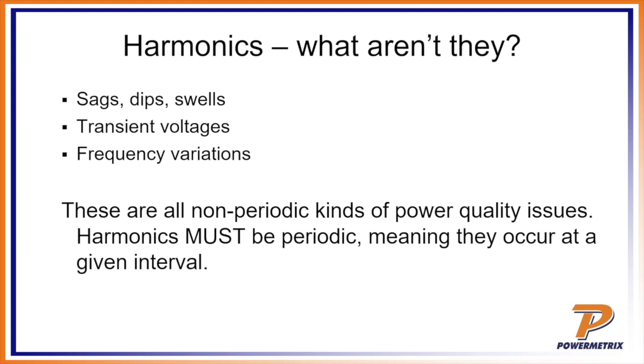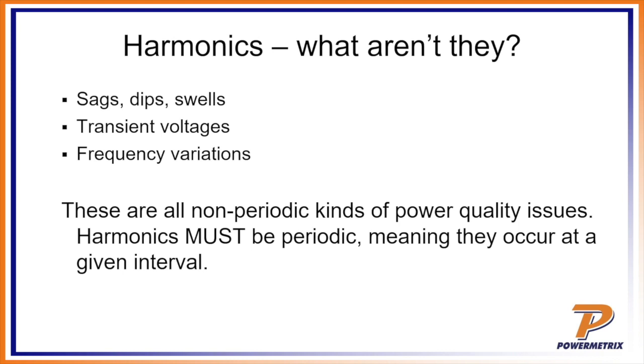We'll take a moment and stop and say, harmonics, what aren't they? We mentioned earlier that harmonics fall under the umbrella of power quality. Power quality can also include other things like sags, dips, and swells. Sags, dips, and swells is simply when we have a voltage system that's going out of regulation for a short period of time. It either dips down, sags, or it swells, meaning it goes up too high.